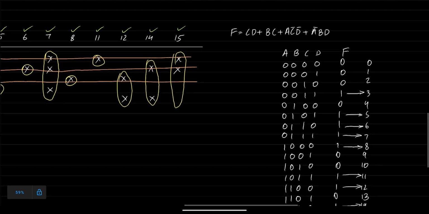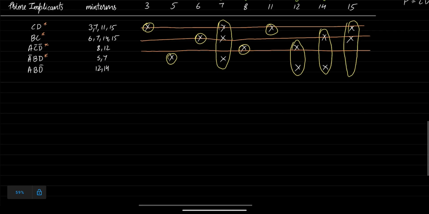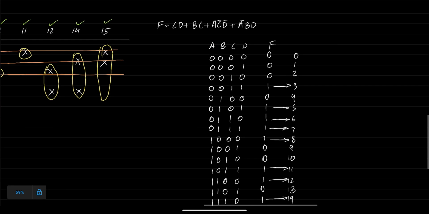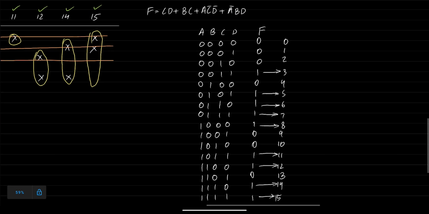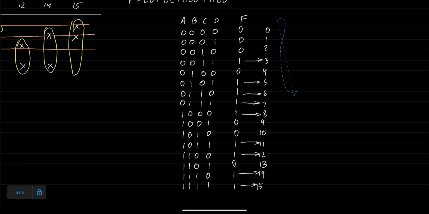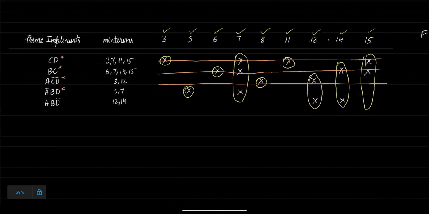Once we've done that, we write out our function like this, and we will collect all the prime implicants here that have been marked with an asterisk. So we get this as the function, and then when we write out the truth table, we see that all the minterms corresponding to ones in the truth table are the ones that have been given in the original function. So 3, 5, 6, 7, 8, 11, 12, 14, 15.